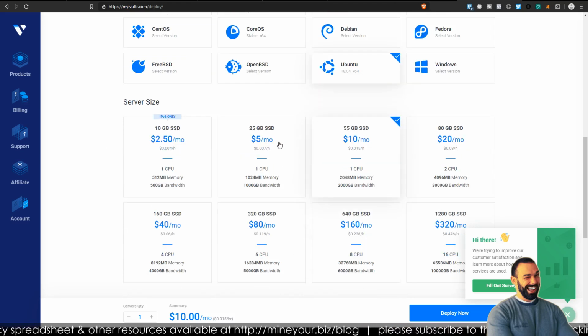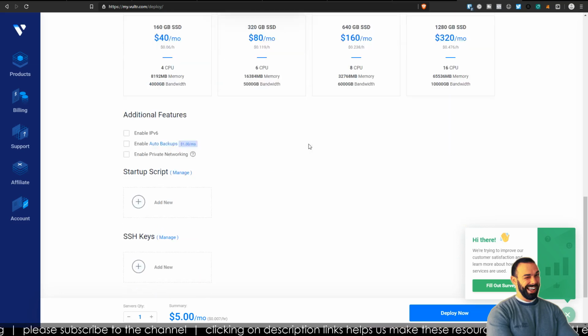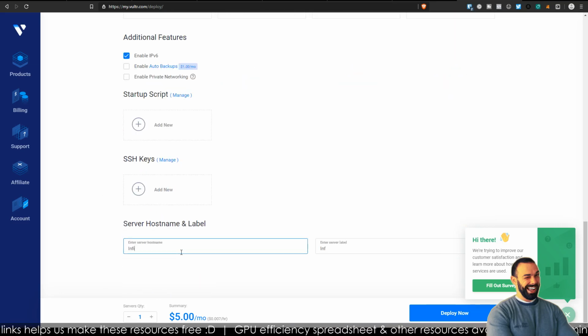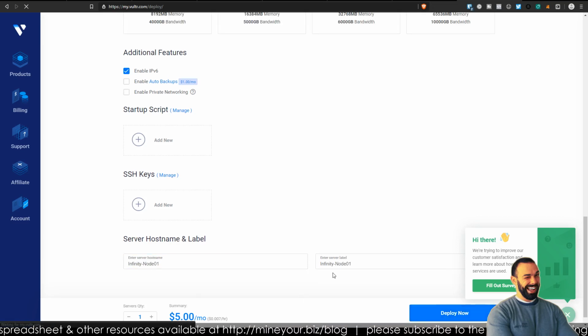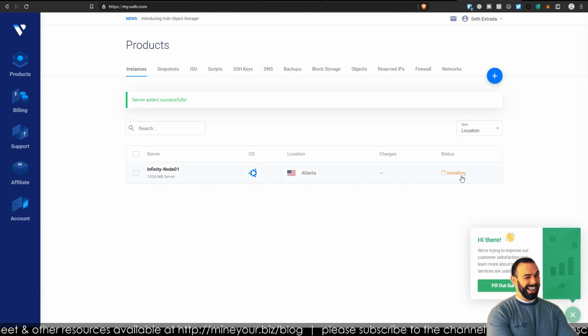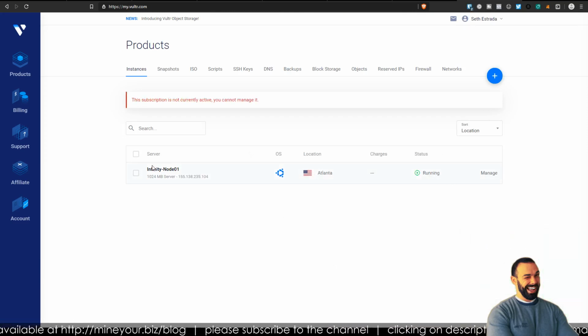And then I'm going to choose the $5 a month tier right here. So 1 CPU and 1 full gigabyte of memory, with plenty of bandwidth for syncing the blockchain initially and then for keeping in sync ongoing. And then 25 gigs of SSD storage. I'm going to enable IPv6, create a new server hostname, Infinity Node 1. Hit deploy now. I'm going to let this install, and there you go.